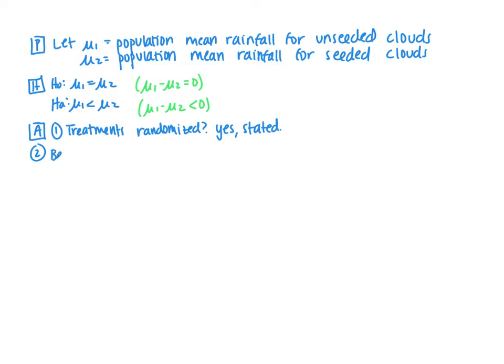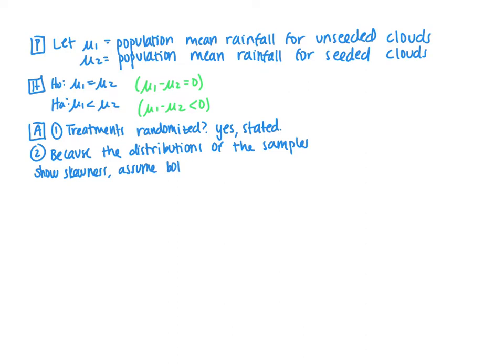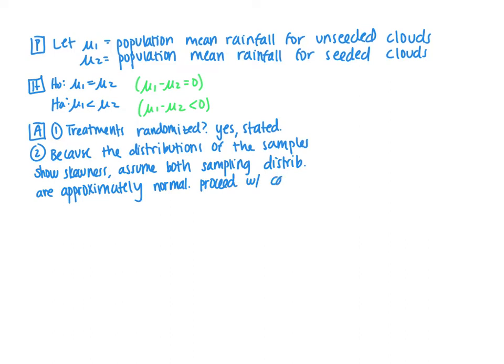So I'm going to say, because the distributions of the samples show skewness, we are going to assume both sampling distributions are approximately normal and we will proceed with caution.